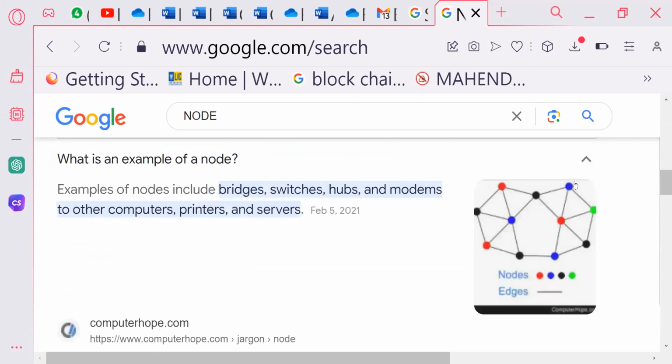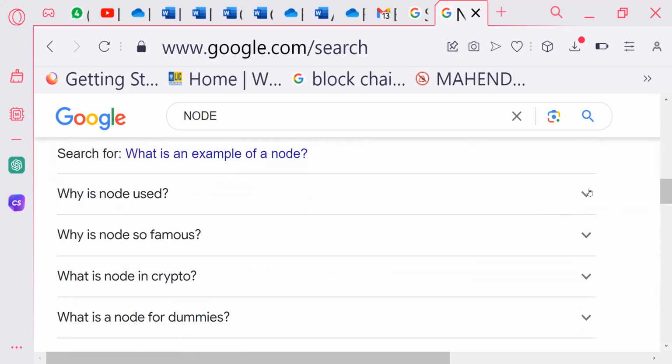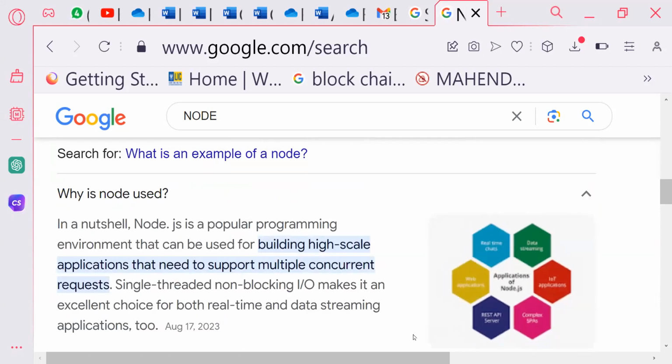Good. Please read what is an example of node. Examples of node include bridges, switches, hubs, and modems to other computers, printers, and servers. Oh, printers and servers are also nodes. Okay. Why is node used? Read.